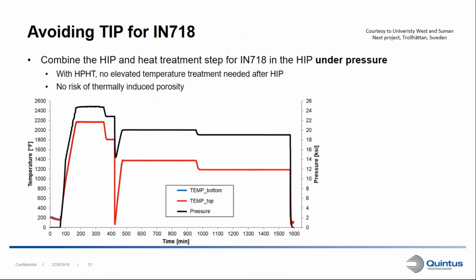So here's an example of how we can avoid this type of thermal induced porosity. This is for an Inconel 718 material. And here we have incorporated the full heat treatment cycle in the HIP cycle, under pressure. So in this case, there's no risk of any thermal induced porosity, and there's no need to do any heat treatment after this cycle.